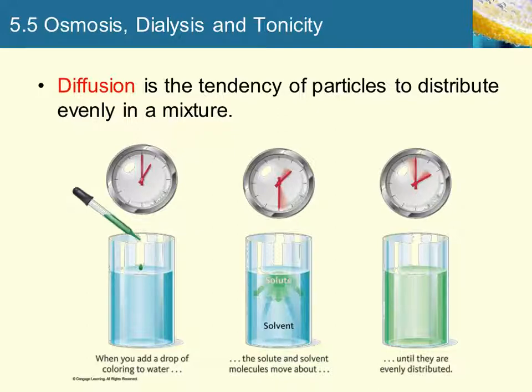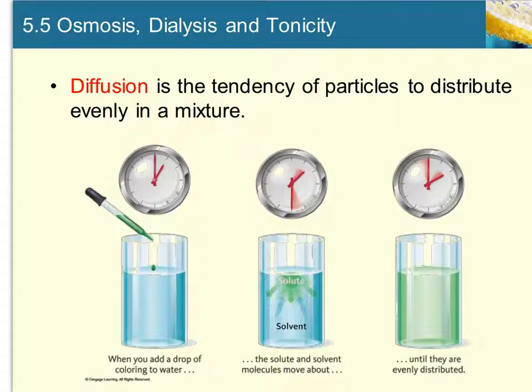Okay, so now we're going to switch gears and talk about osmosis, dialysis, and tonicity. To do that, we're going to start by talking about diffusion. Diffusion is the tendency of particles to distribute evenly in a mixture. And when something diffuses, it goes from an area of higher concentration to an area of lower concentration.